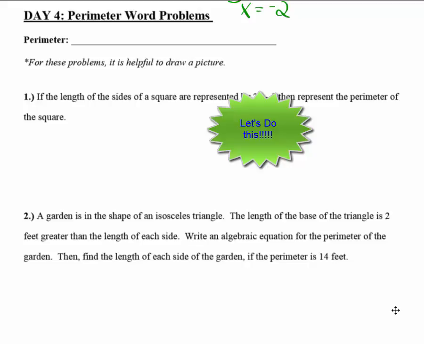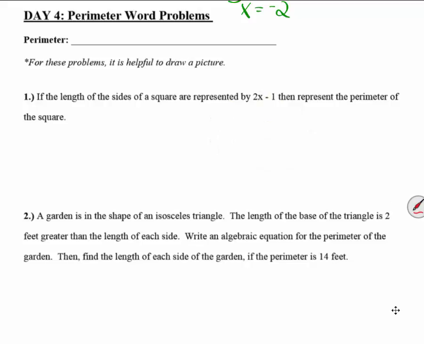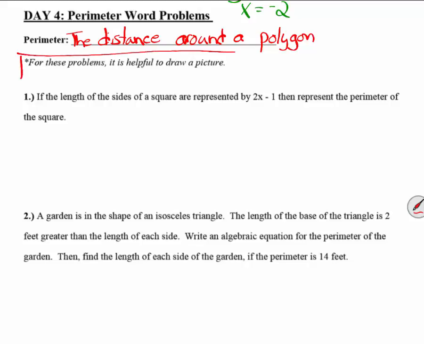All right, ladies and gentlemen, so now we're going to get into perimeter word problems. We're going to keep plugging along with this. Perimeter, just as a reminder from hopefully 4th, 5th grade, is the distance around a polygon. It tells us right here to highlight or box or underline. It's helpful to draw a picture, and you have to know some of the properties of some of your shapes.